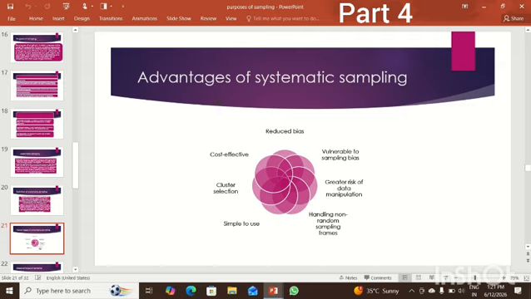So it limits the greater risk of data manipulation. This is the advantage of systematic sampling. There is no greater risk of data manipulation. Handling non-random sampling frames. It will handle non-random sampling frames.